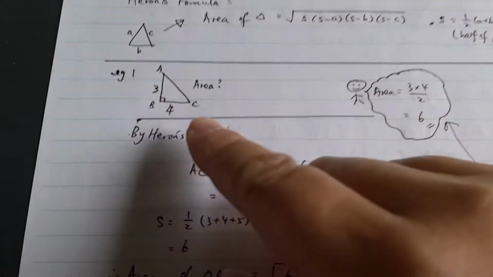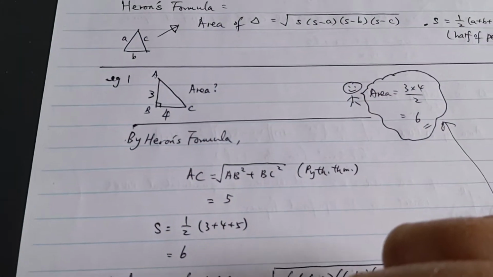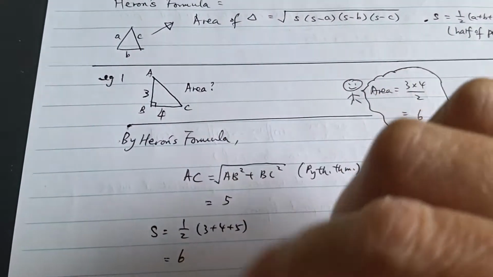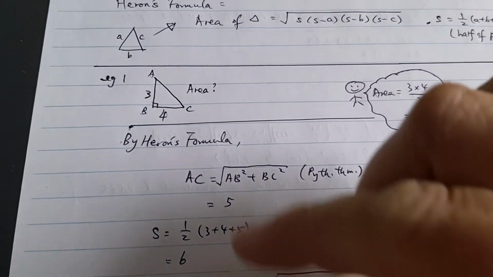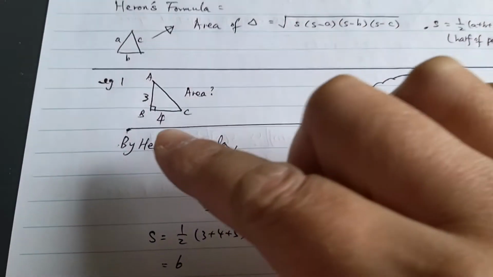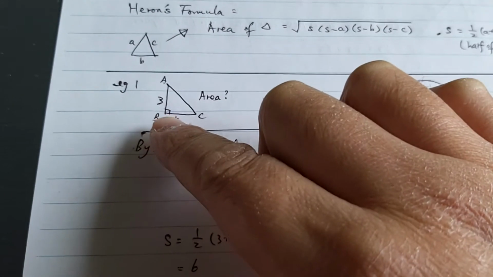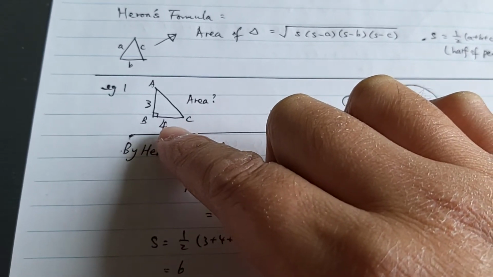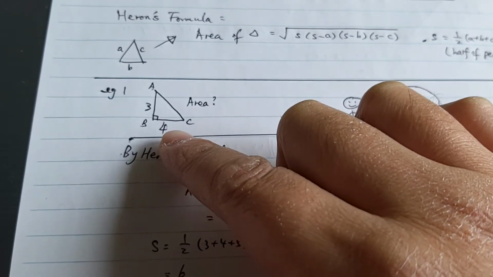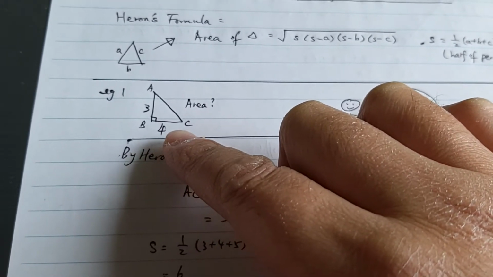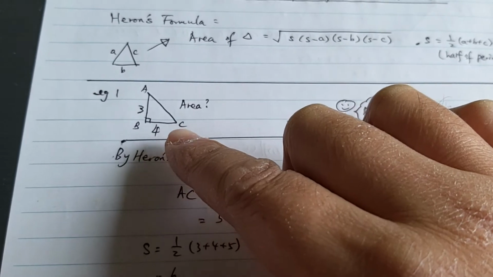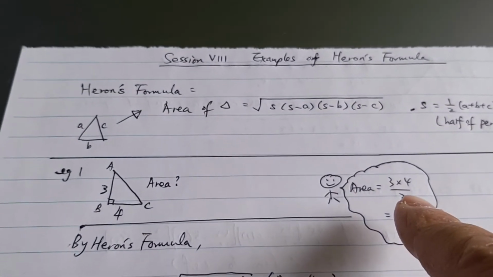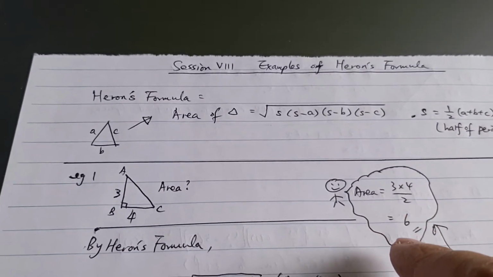The first example is a right angle triangle ABC. We want to find the area. Every primary school student can find its area very easily because these two sides are perpendicular to each other. That means one is the base and one is the height. Therefore, we just multiply them and divide by 2. It will give us the answer, which is base times height over 2, which is 6 square units.